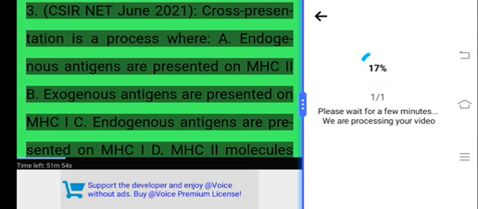3. CSIR-NET June 2021. Cross-presentation is a process where: A. Endogenous antigens are presented on MHC II. B. Exogenous antigens are presented on MHC I. C. Endogenous antigens are presented on MHC I. D. MHC II molecules present lipids. Answer: B. Exogenous antigens are presented on MHC I.